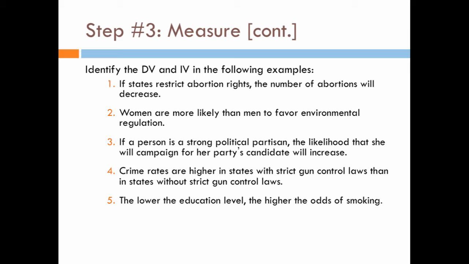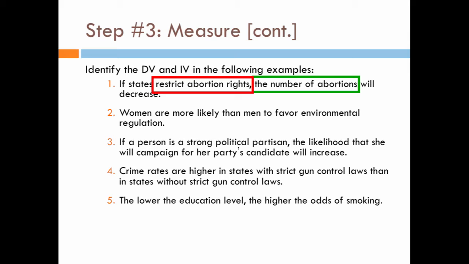Are you finished? Did you pause it? All right, let's walk through this together. In the first hypothesis, we observed variation in the number of abortions in states. So that's our dependent variable. We think this depends on the number of restrictions or laws in a given state. So that's the independent variable.